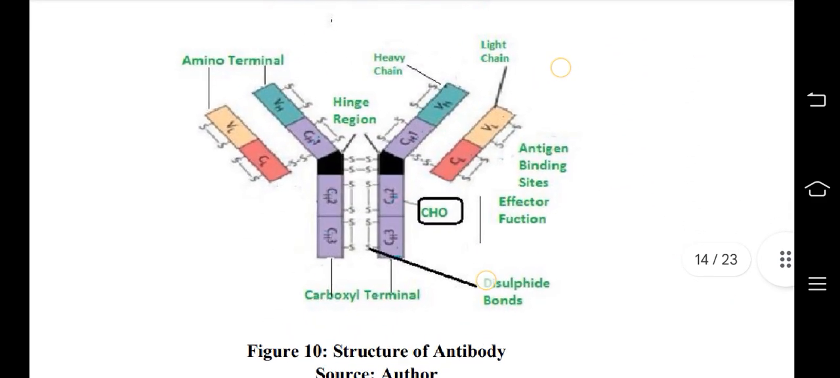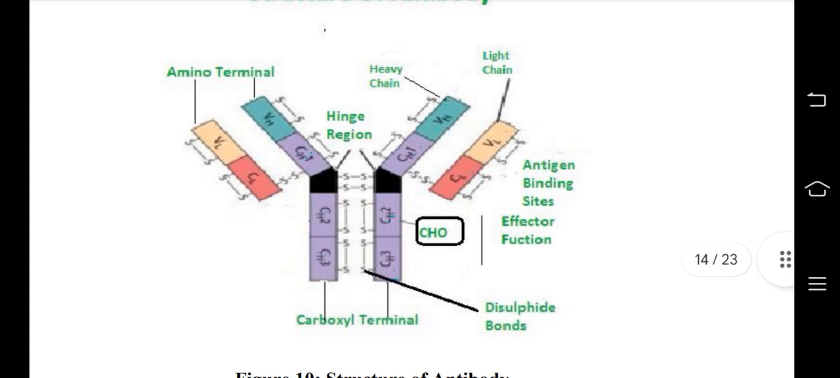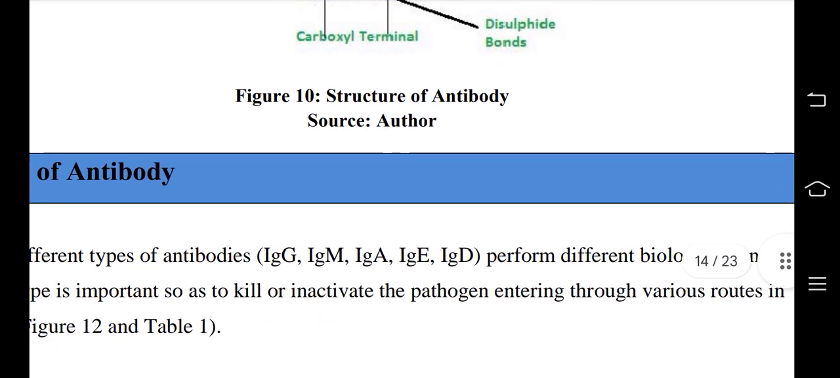Structure of antibody, a detailed structure. If you look at this figure, you could see portions like amino terminal, heavy chain, light chain, hinge region, carboxyl terminal, disulfide bonds, effector function, then antigen antibody sites.